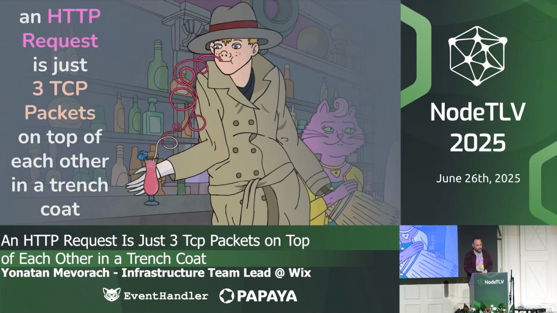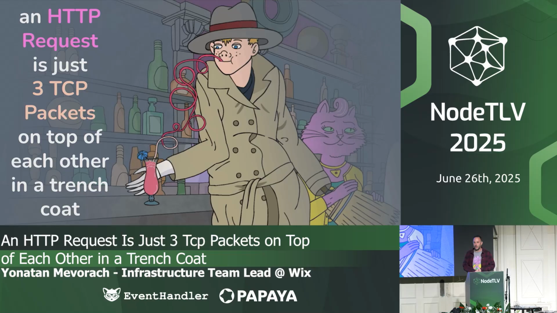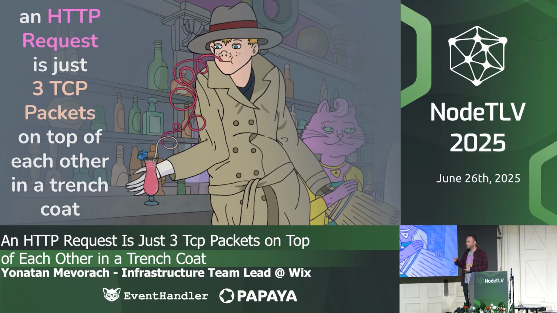This talk has a very long title, which is: An HTTP request is just 3 TCP packets on top of each other in a trench coat. And I will just say something brief about this image that you're seeing.